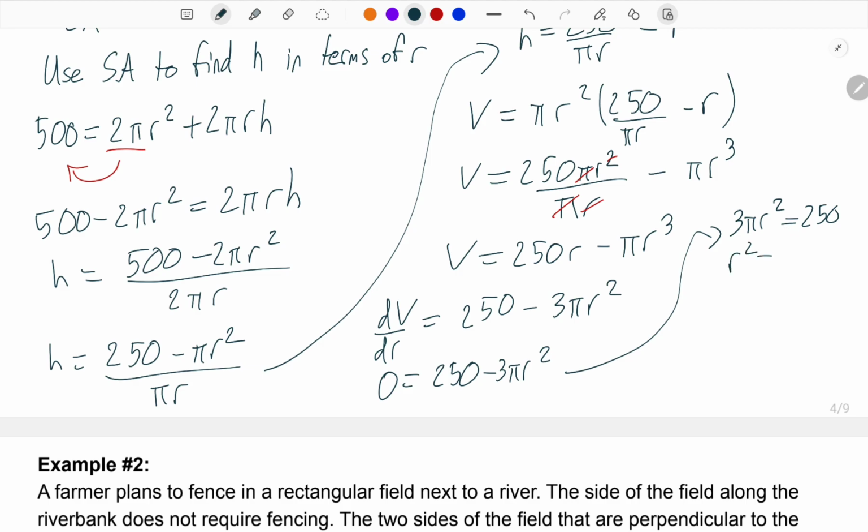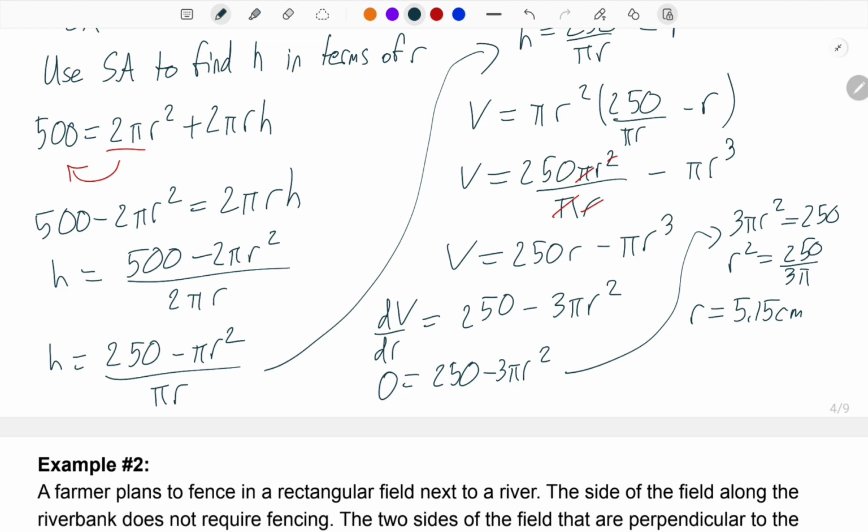I'll just do this in a couple steps. 250 divided by 3 pi, or r squared, and when you take the square root of that, you're going to get a positive and a negative answer, but of course, the negative answer won't make sense. So we'll just approximate it and say it's about 5.15 centimeters. Okay.